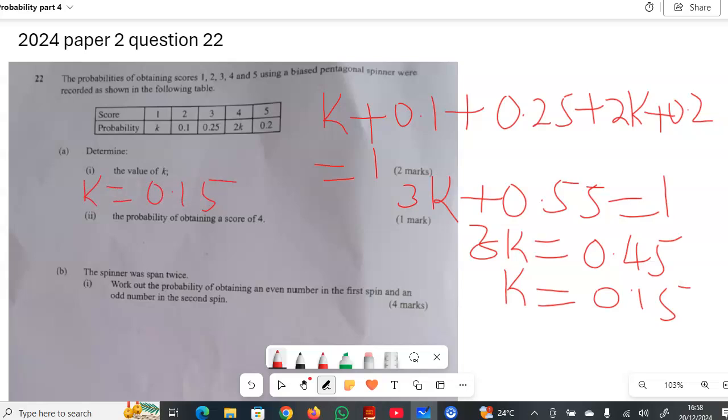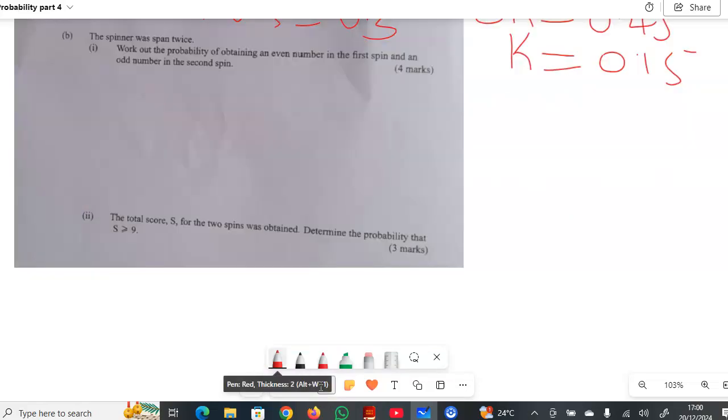Then part 2, you are required to get the probability of obtaining a score 4. Score 4, we can see it is 2K there. So 2K, if K is 0.15, so 2K, that is the score 4, should be 2 times 0.15, and this is going to give us 0.3.